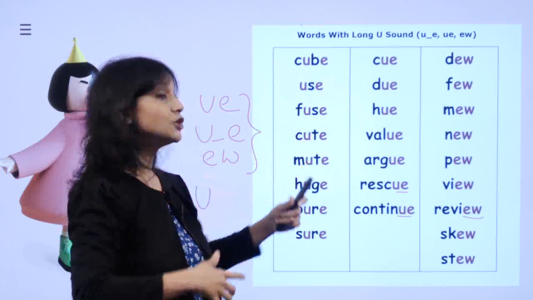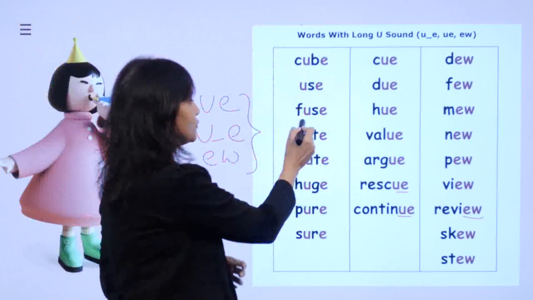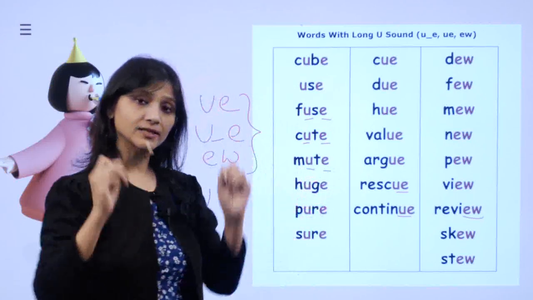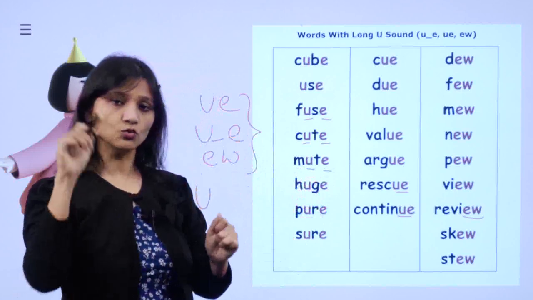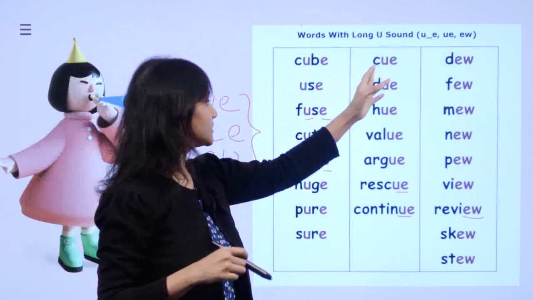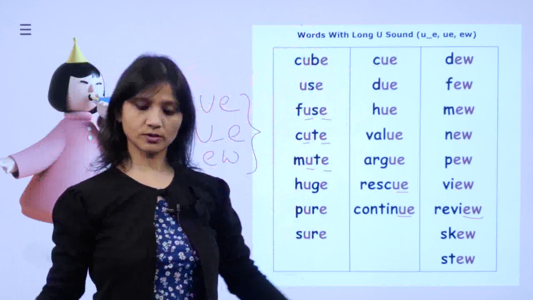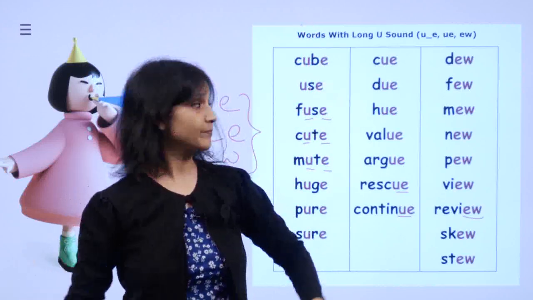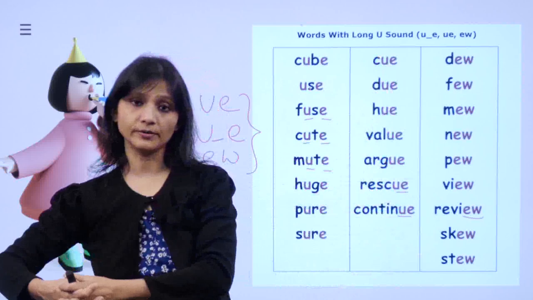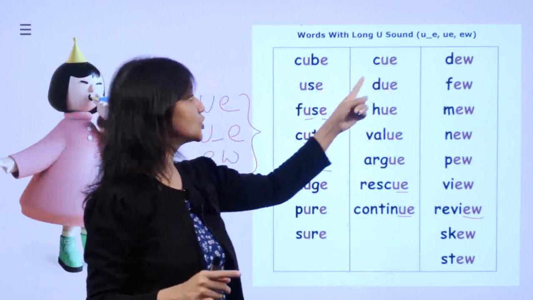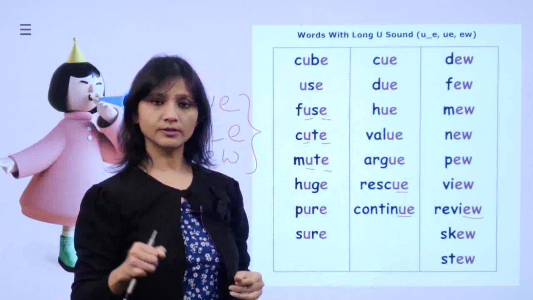Mute. Huge. So all these have U and E, U and E. But the sound is U only. Sound is U. Then you see, here at least there was some letter in between. U took somebody else and then E is there. But here U and E are together. So when U and E are together, still the sound is U.